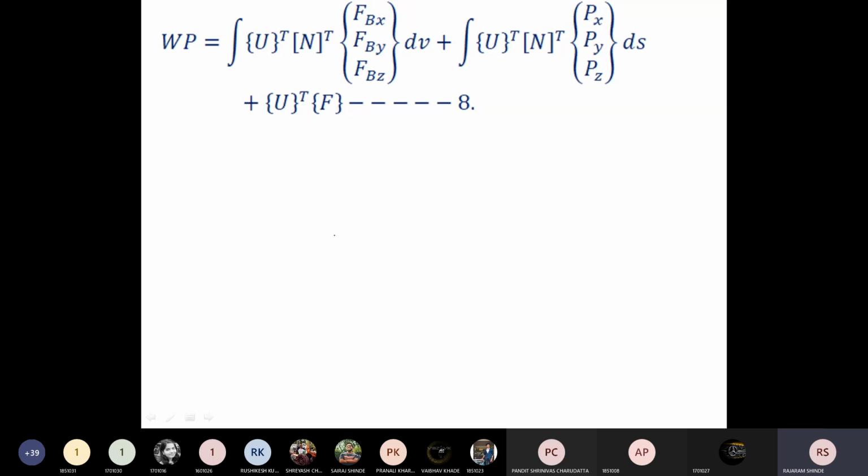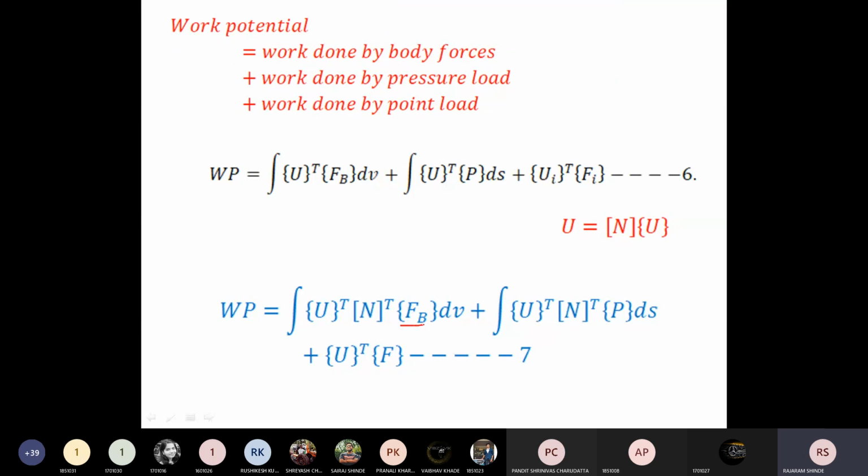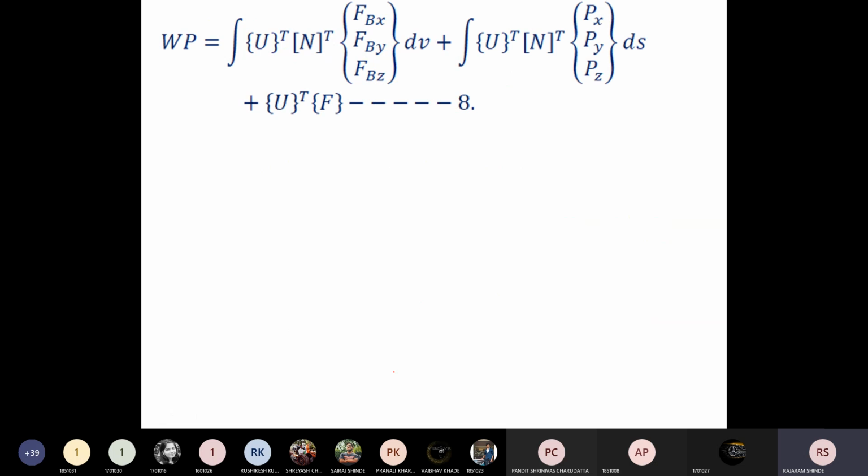Now this is your work potential. Now see here, you have seen this FB has 3 components, P has 3 components, F also has 3 components, that is FBX, FBY, FBZ, PX, PY, PZ. So I have written it. It is not a compulsory step, you can write it or not, but when we use this for 3-dimensional, you have to write it. Here this is F.